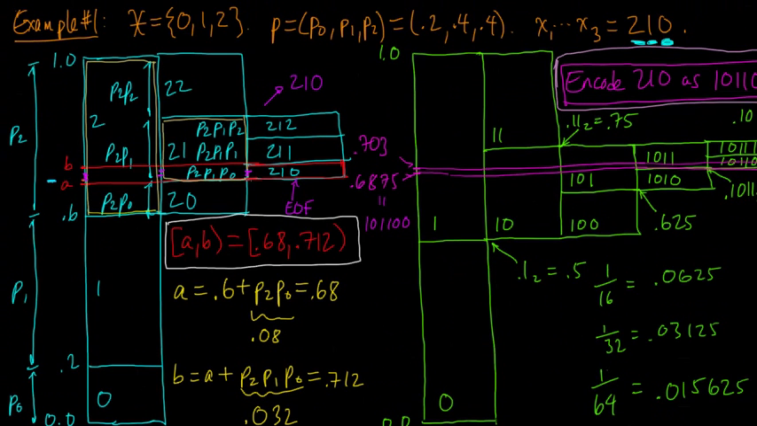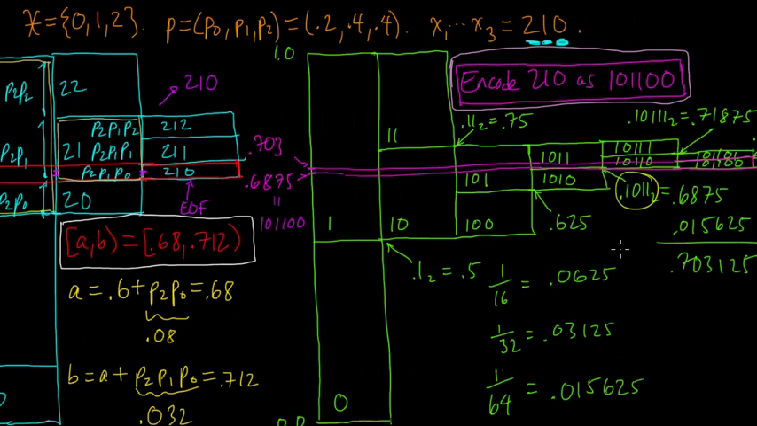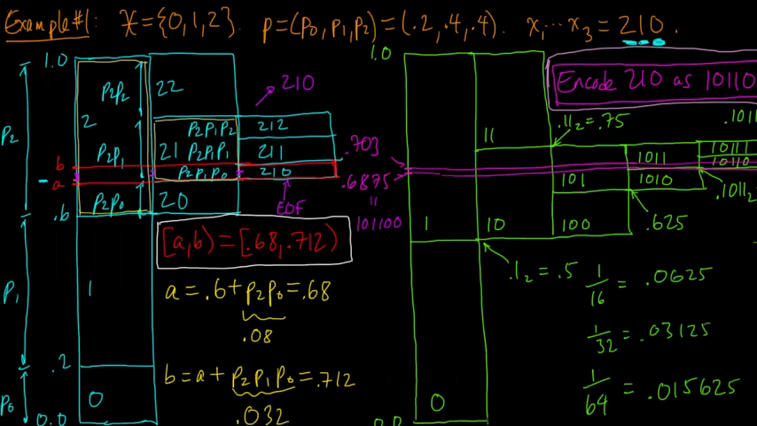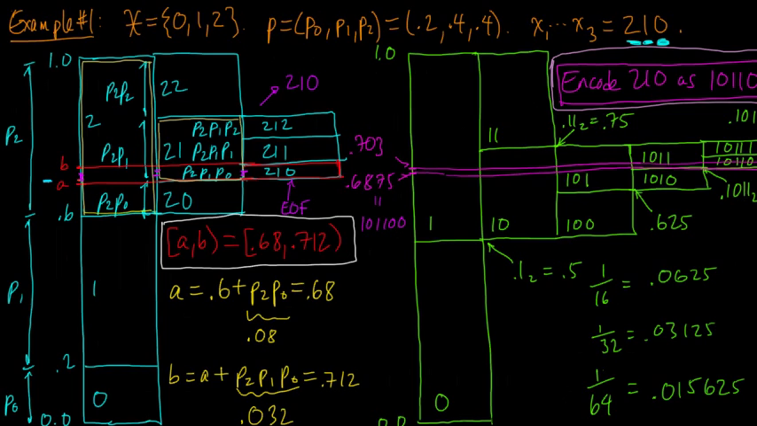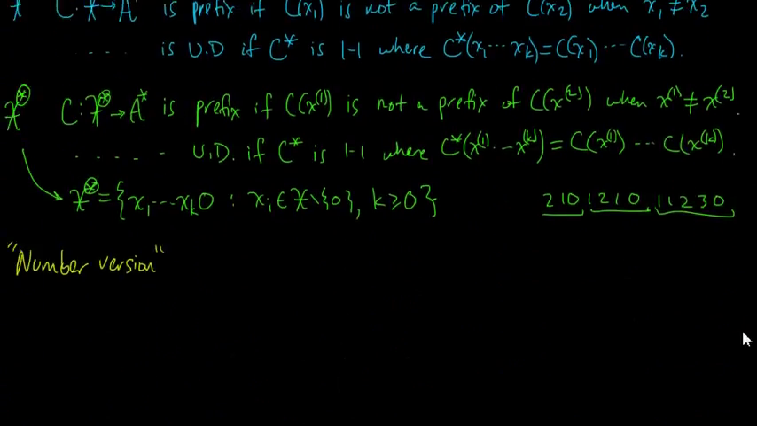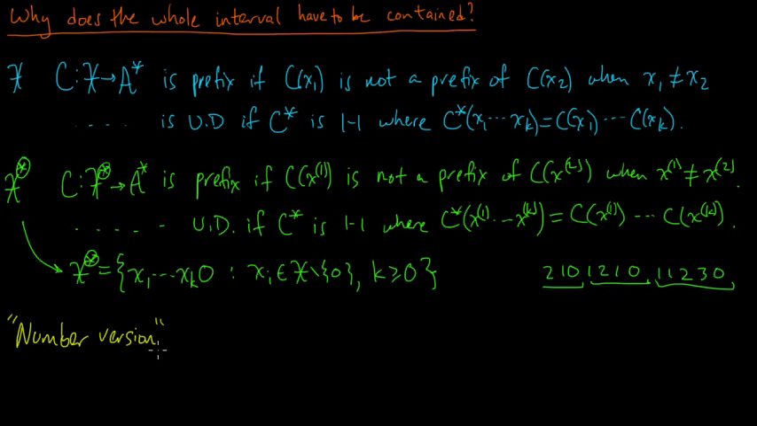Back up to our example. The number version is the thing I described at the beginning, where instead of going the full distance to get the interval contained in A to B, you stop as soon as you get just a single binary number that's contained in A to B. And then you encode with that binary sequence. So let me call that the number version. And let me call the interval version the correct thing, the thing that I have described in the examples so far. So the problem with the number version is that it's not a prefix code.